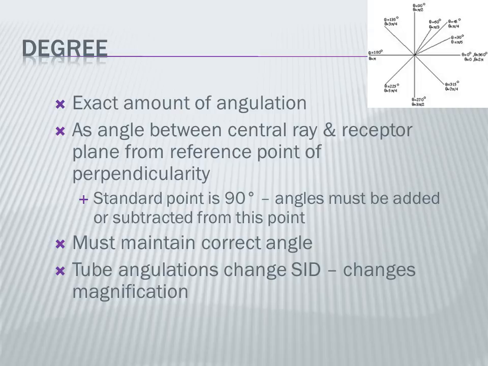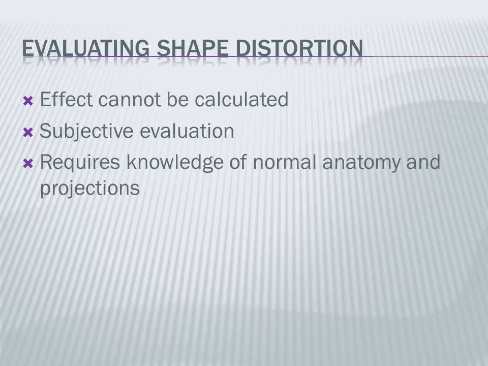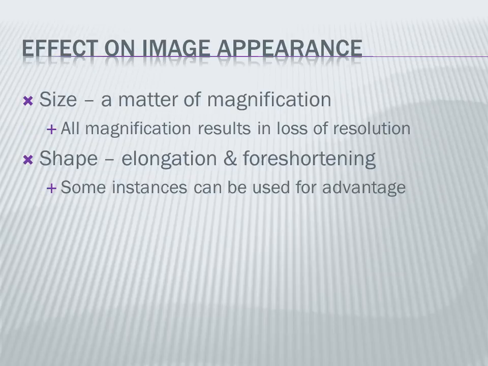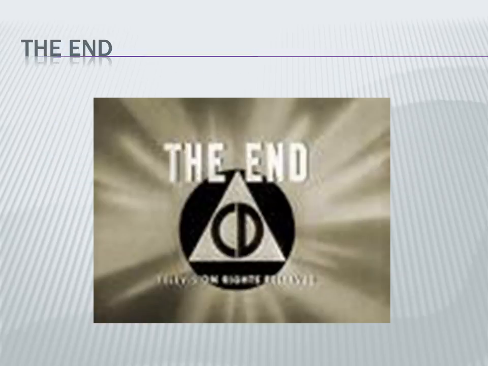Tube angulations change SID, which changes magnification. Evaluating shape distortion: the effect cannot be calculated. It's a subjective evaluation and requires knowledge of normal anatomy and projections. Size is a matter of magnification. All magnification results in loss of resolution. Shape: again, elongation and foreshortening, in some instances, can be used for an advantage. A helpful hint for the test is Table 29-2. Again, it just breaks down how things affect distortion. And that is the end.